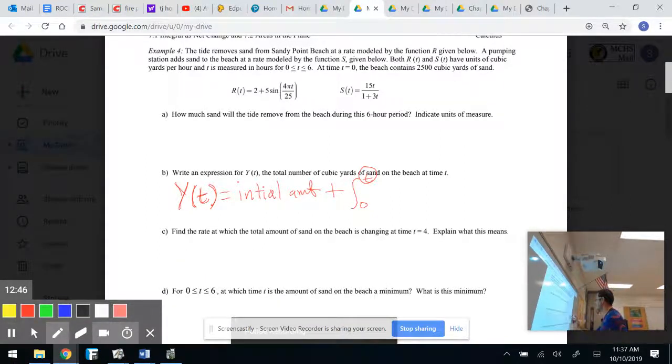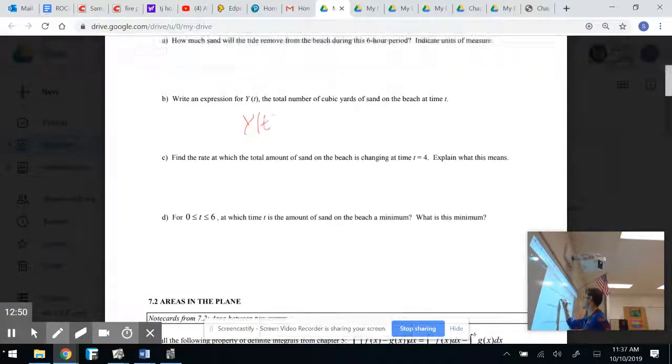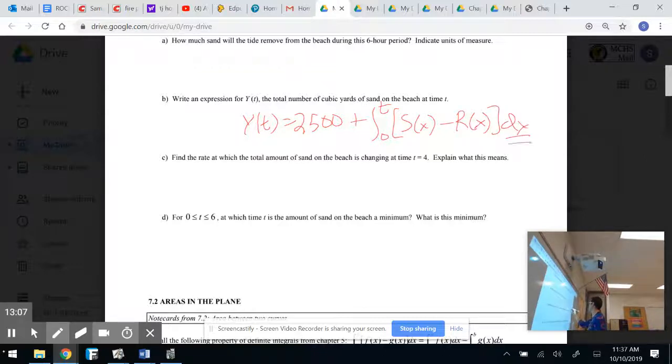So it's the initial amount plus. I'm going to save some time here. My initial amount, remember, was 2,500, plus we have sand that's being pumped onto the beach, and I also have sand that's being removed. If you notice here, yes, the variables are different. This is a function with respect to time, right, class? And hopefully that brings up something we did in the previous chapters.